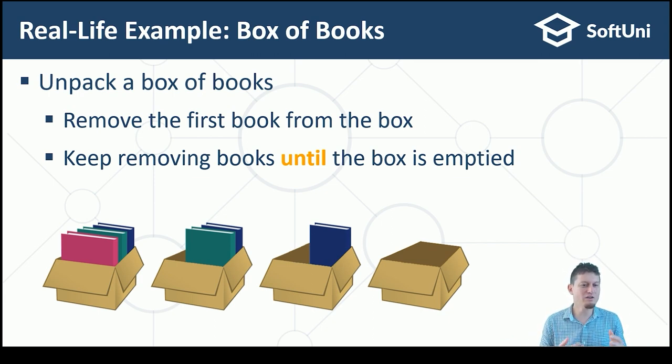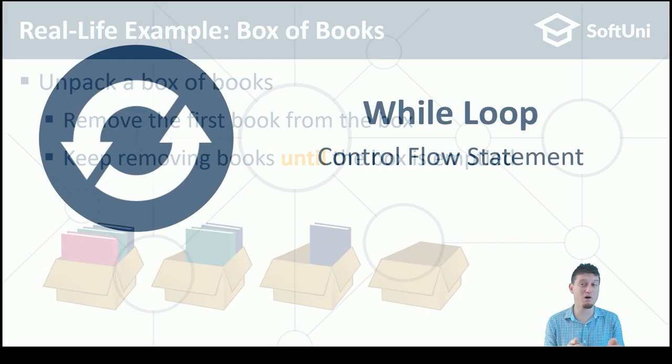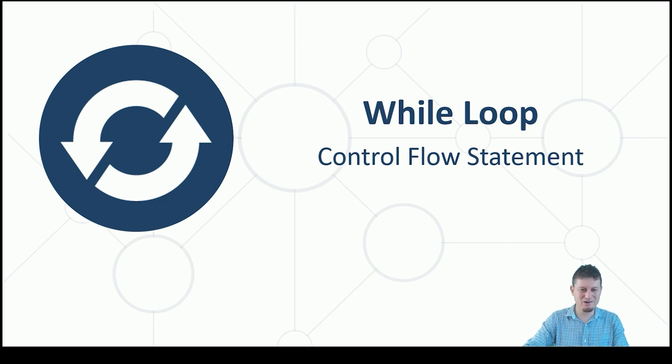Okay, so this is what the while loop is in practice. While the box is not empty, please take a book and remove it. If it is not empty, take another book and remove it. We don't know beforehand how many times we'll remove a book from the box, but we know for sure that we have an exit condition, at which moment we can stop removing books: the moment at which the box is empty. Okay, so let's demonstrate this control flow statement, the so-called while loop, in practice using Java.